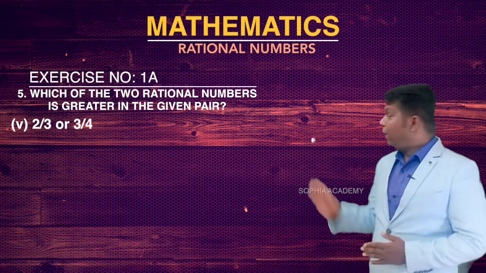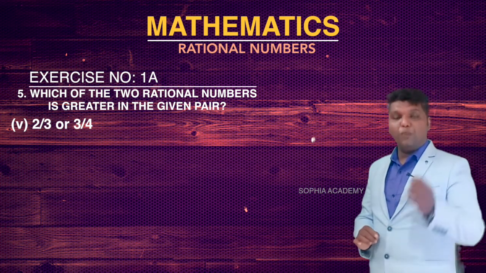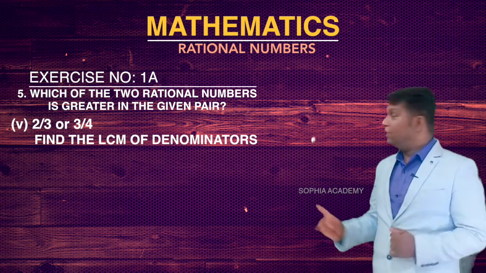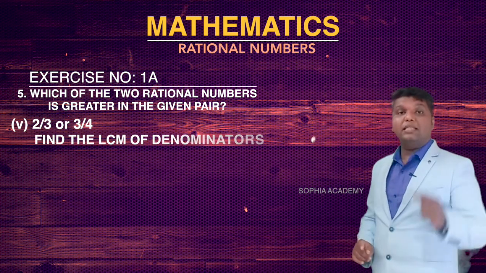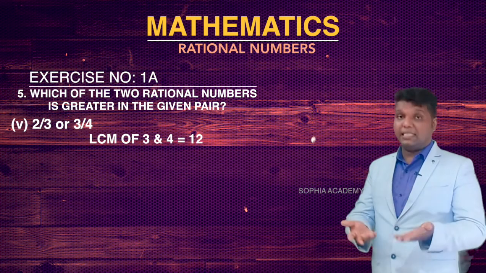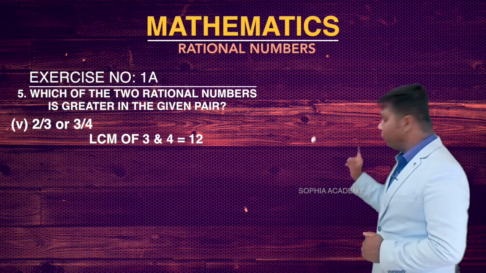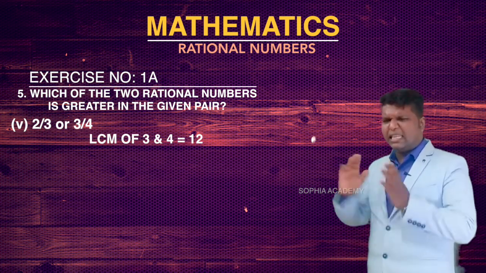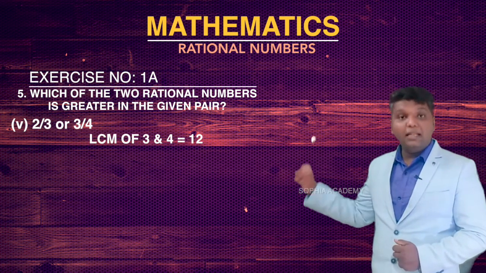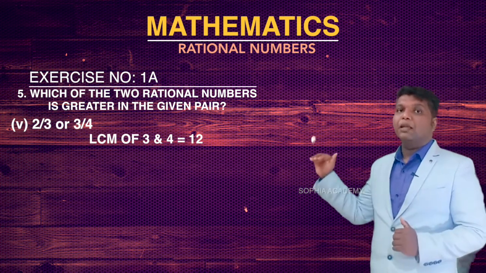When the denominators are not equal, what you have to do is find the LCM of the denominators. Here the denominators are 3 and 4. So the LCM of 3 and 4 is 12. You got the LCM as 12. Now what is the next step? You have to change these two rational numbers in such a way that the denominator becomes 12, the LCM.